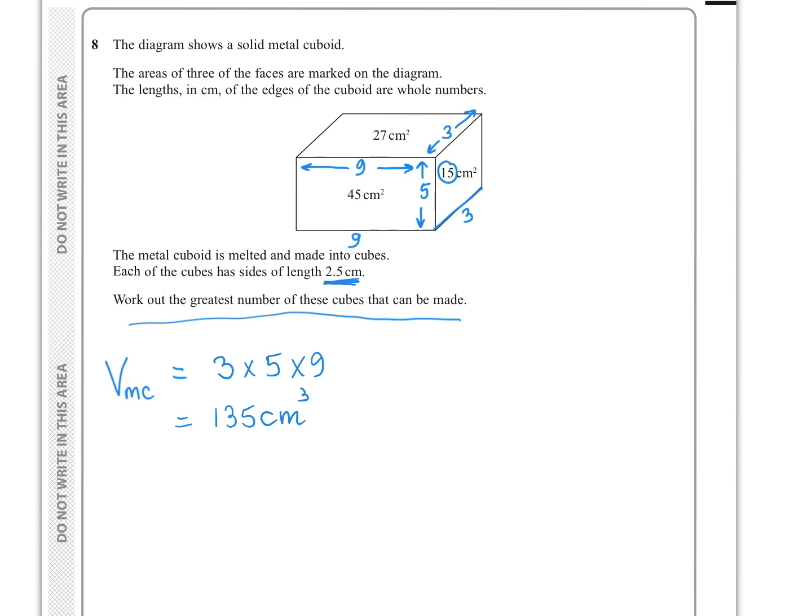You're going to have these smaller cubes, so they're going to be 2.5 by 2.5 by 2.5, so that's 2.5 cubed. So they're going to be 15.625 centimetre cubes in volume. So we've got to see how many of those we could have. Well, we just simply have to do 135 divided by 15.625.